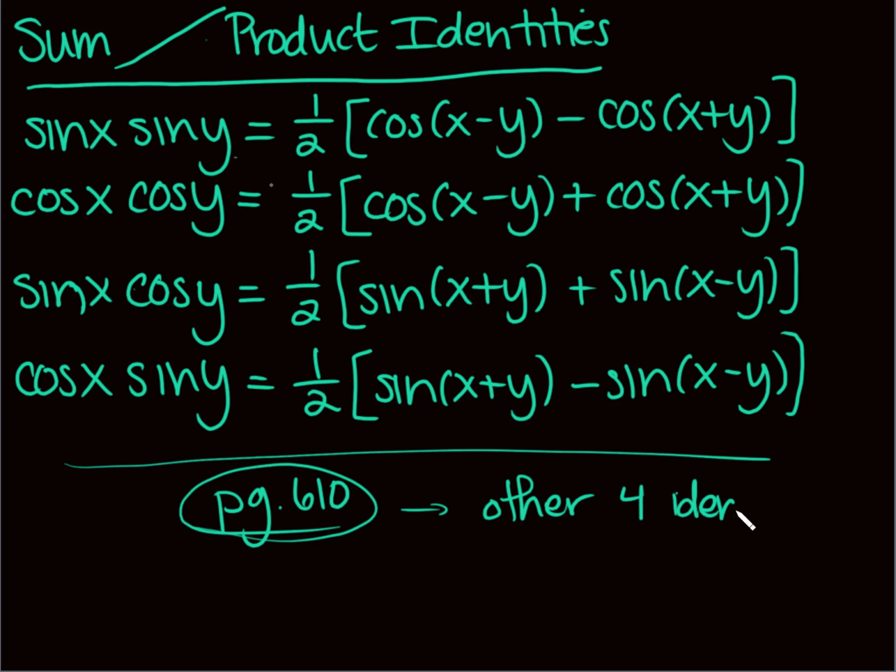Okay, 610. What did I say? I don't know. 610, that's what I meant. Anyway, clearly I'm not really too worried about these for you, but I want you to write them down in your notes so you have them. So look in your book, look up the sum to product identities. These are the product to sum, and you can use these to prove the ones on page 610.